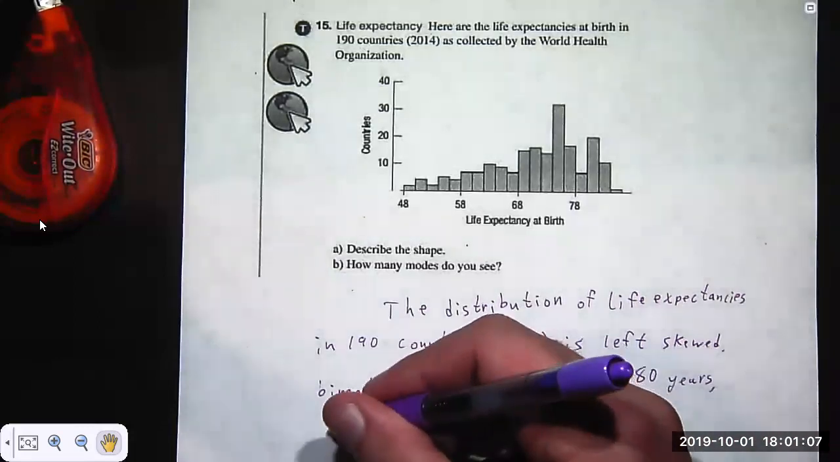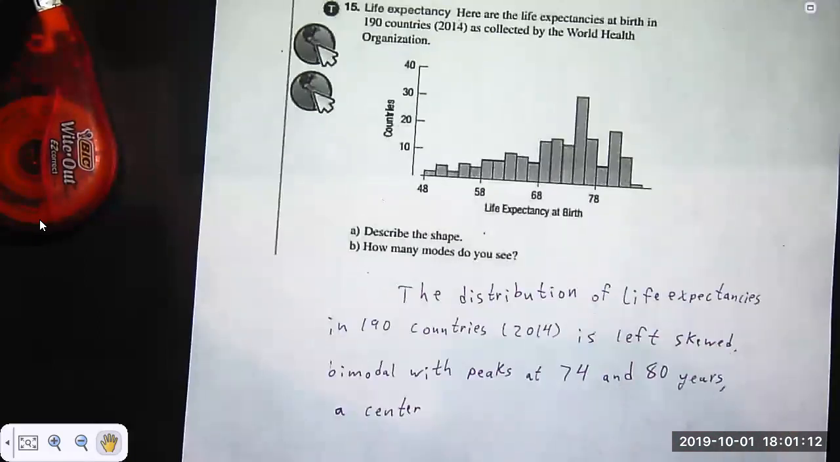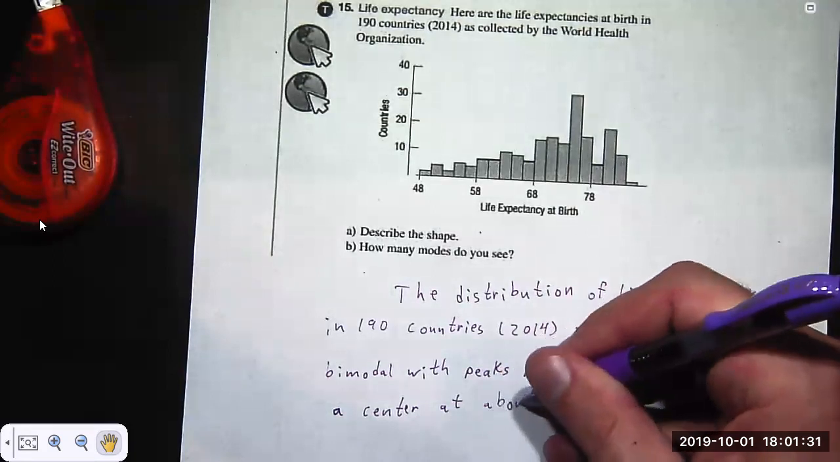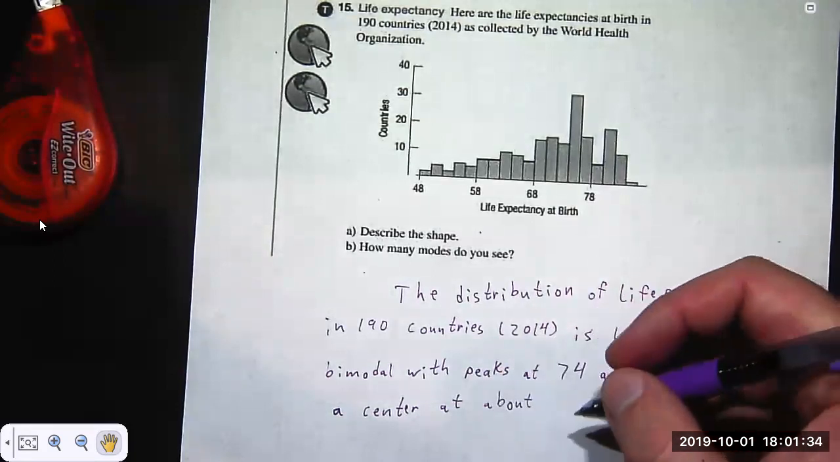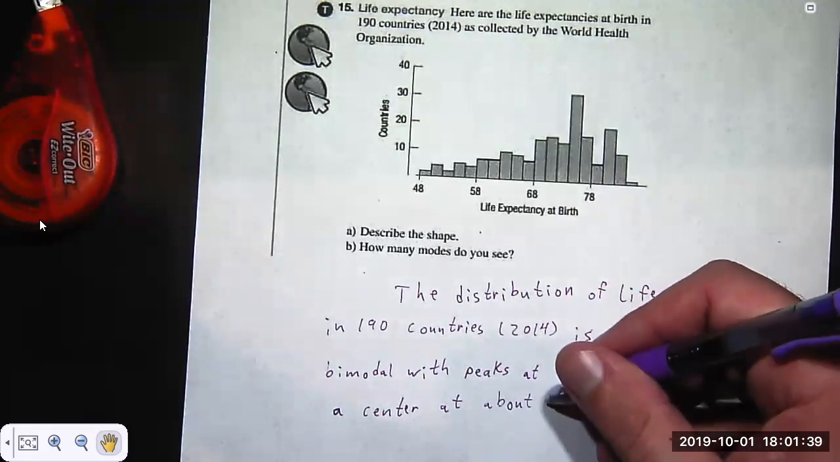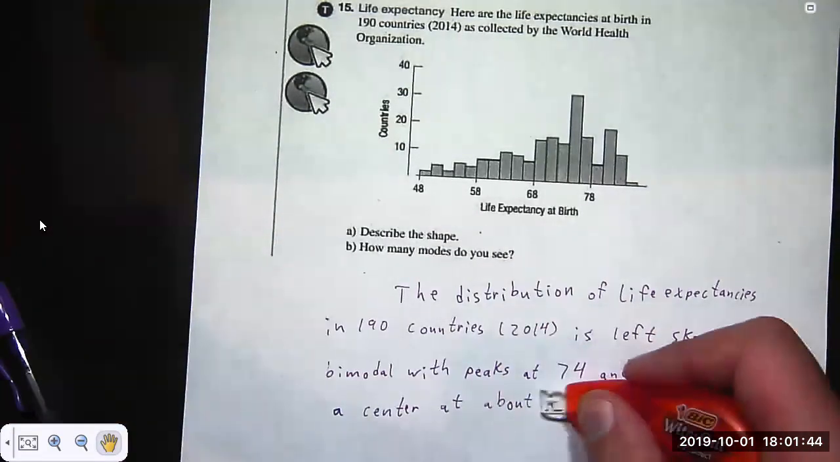A center about, and it would be better to get like a mean. Sometimes you'd have summary stats given to you, and then you could just give the mean, or in this case, it'd actually be even better to give the median because it's left skewed. Center at about, I'm just going to say 80. No. More like, I'd say more like 70.